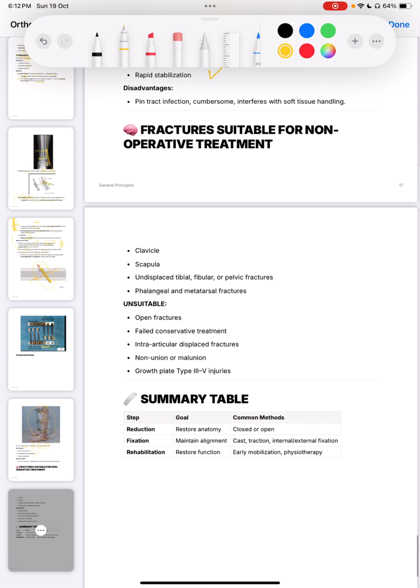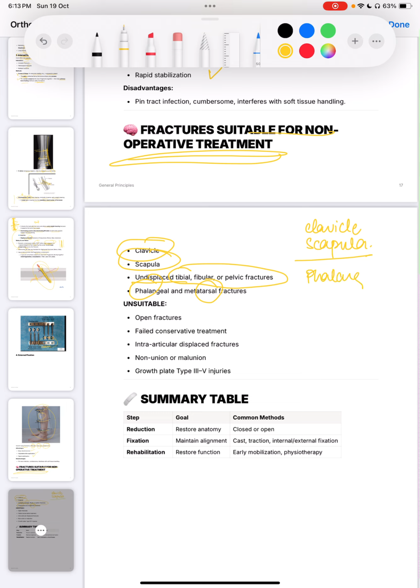So which fractures are suitable for non-operative treatment? So it's the clavicle. When the clavicle fractures, you don't have to operate. You can just use closed mechanisms, scapula, right? And then undisplaced tibia, fibular or pelvic fractures, and then phalangeal or metatarsal. So just think the clavicle, right? And then the clavicle is attached to the scapula. So this is here. And then think about the hands. And in the hands, it's the phalangeal and metatarsal. And then when you think about the long bones, you're just going to think undisplaced fractures.